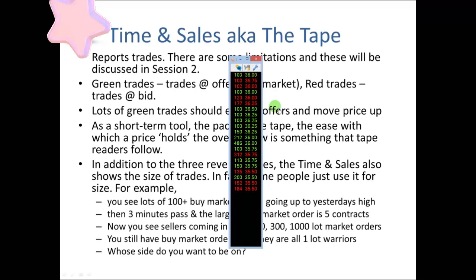It's very pace-focused, and not everyone finds it easy to process in real time. It definitely requires practice. However, the source gives a powerful tip, especially for beginners. Filter time and sales to show only large trades, maybe 100 contracts or more on ES. Filter out the small stuff.